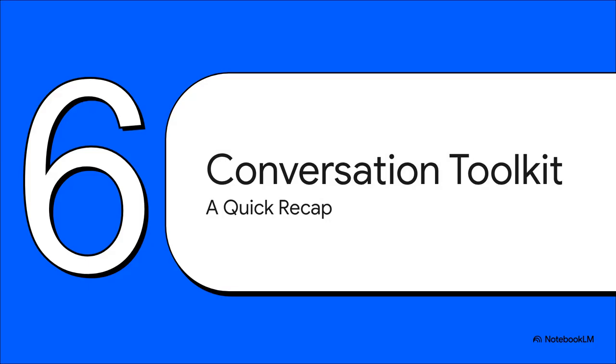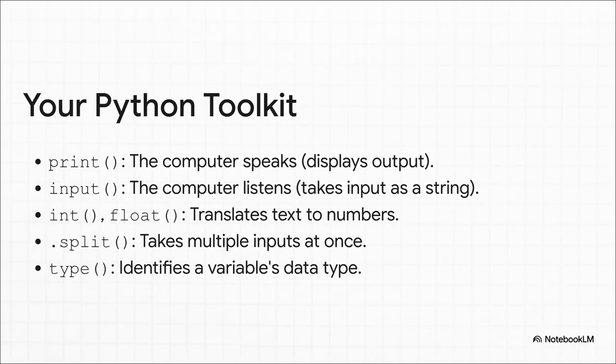So there you have it. You now have the basic, fundamental tools to have a real back-and-forth conversation with your computer in Python. Let's do a quick recap of the awesome toolkit you've just put together. You've got print, which is the computer's voice. You have input, its ears. You have your amazing translators, int and float, to make sure everyone's speaking the same language. You've got .split to make your conversations more efficient. And you've got your secret weapon, type, to check for any misunderstandings along the way.